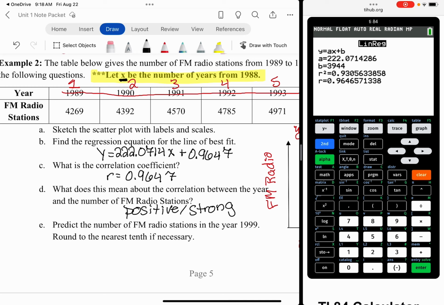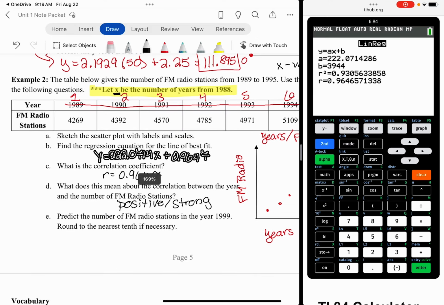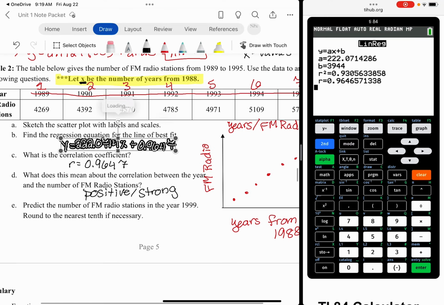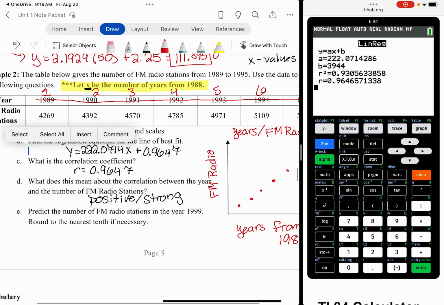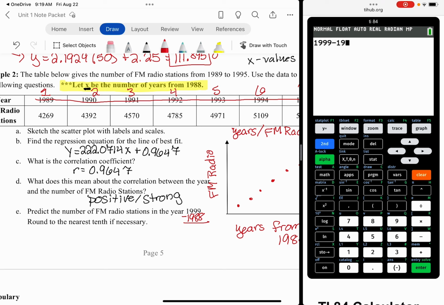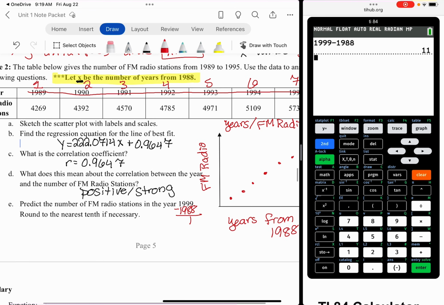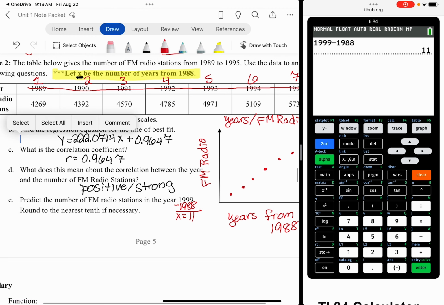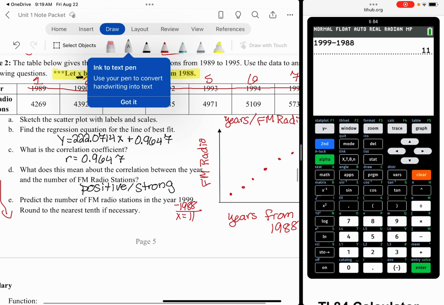Next, predict the number of FM radio stations in the year 1999. Now remember, X is the number of years since 1988. So to figure out what our X value is, we're just going to subtract that 1988 from here. That'll give us the number of years. So you can do it by hand or use your calculator. And it should be 11. So our X value is going to be 11. That's what you're going to plug into your equation that we found in part B.